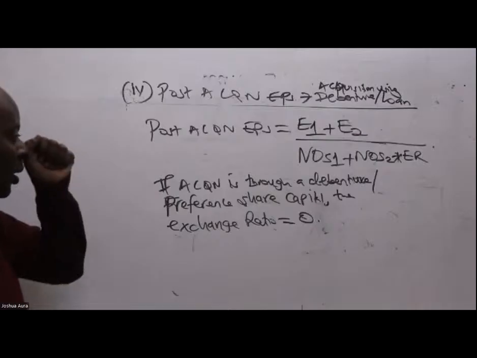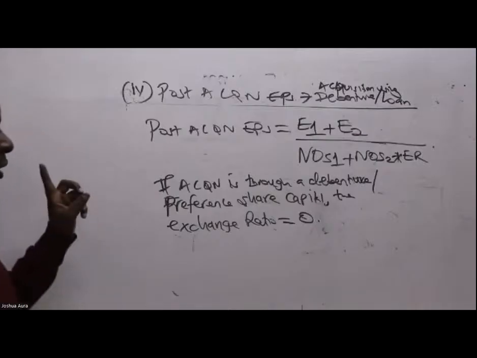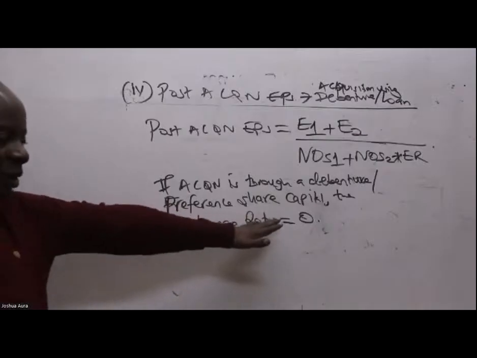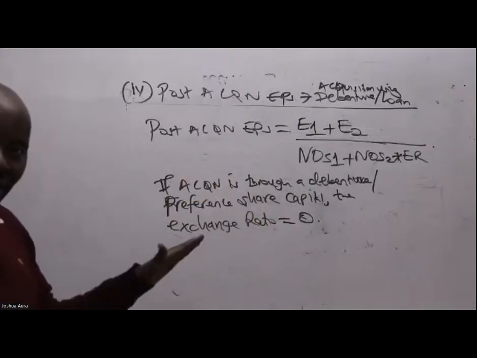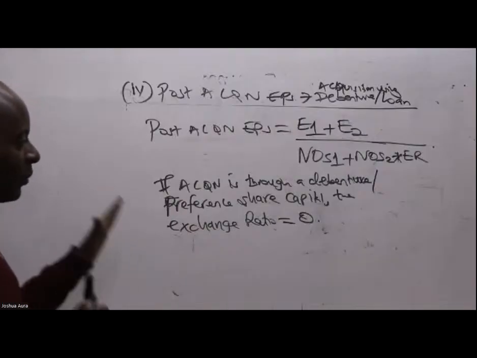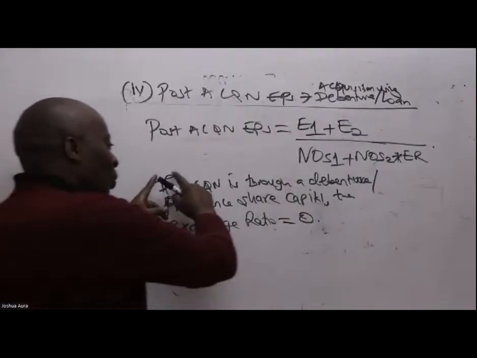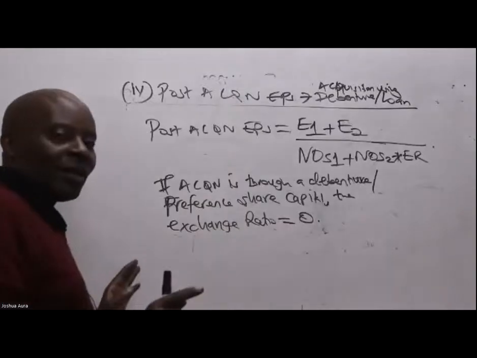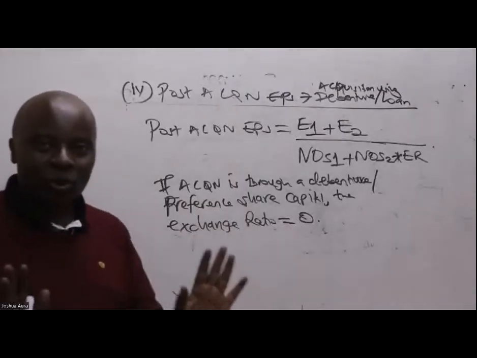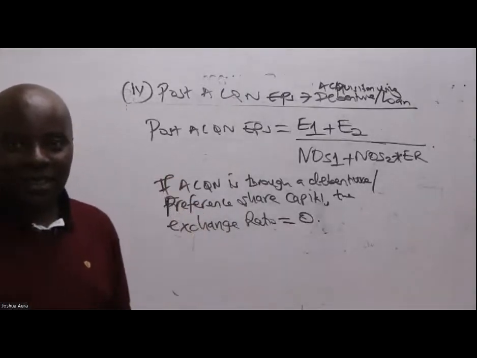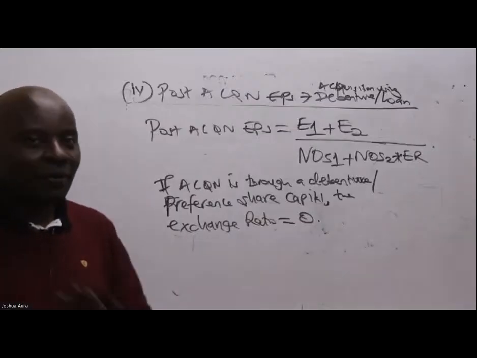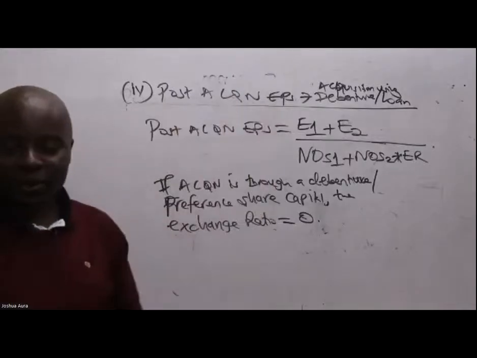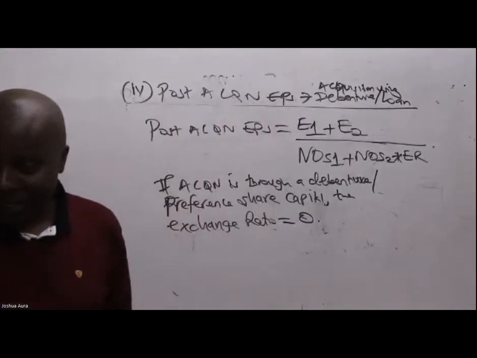So if acquisition is through a debenture or preference share capital, the exchange ratio shall be equal to 0. Is there somebody, ladies and gentlemen, who has been able to highlight this with a yellow highlighter? I'm so particular about yellow highlighters, even many years ago.